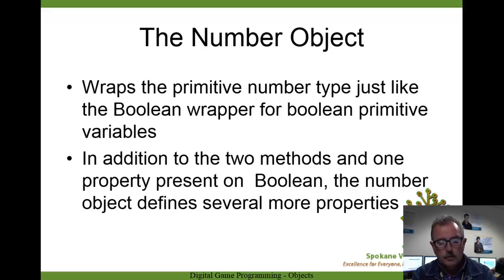Okay, so the next object that we're going to look at is an object that is used quite frequently, and that's the Number object. The Number object wraps the primitive number type just like the Boolean wrapper for Boolean primitive variables. But in addition to the two methods and one property present on Boolean, the Number object defines several more properties. So we'll take a look at some of these properties.